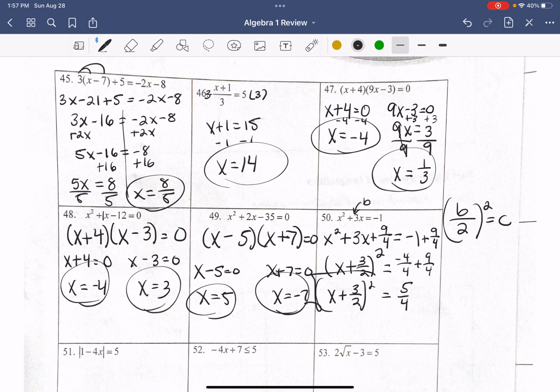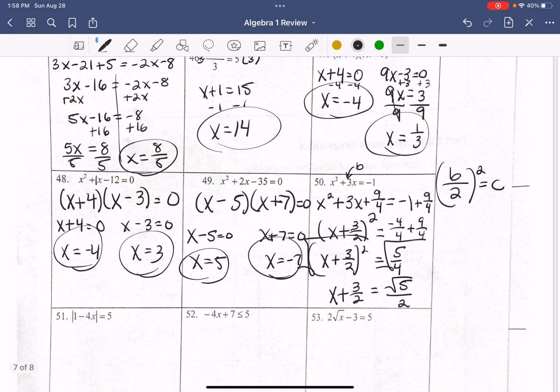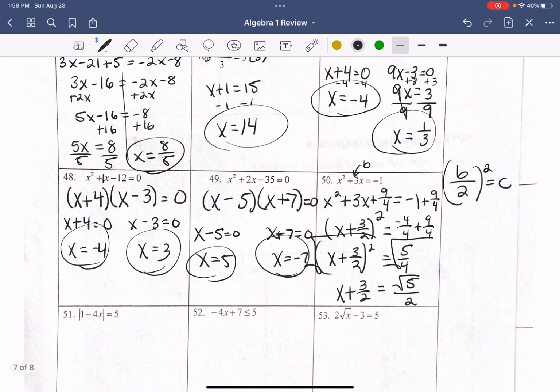Now we're going to take the square root of both sides to get rid of that square. And we get x plus 3 over 2 equals the square root of 5 over the square root of 4. So that's going to give us 2. Like I said, this one's a little painful. Then you're going to subtract 3 over 2 from both sides. I'm running out of space.